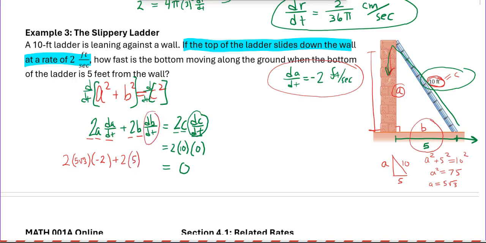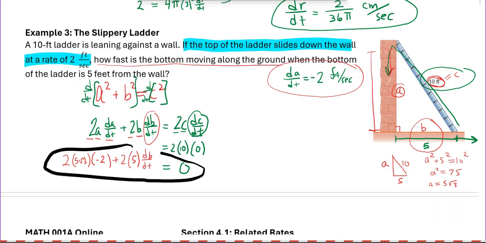dB/dt. Now, we aren't given that, but that actually is the question. How fast is the bottom moving along the ground, right? That's B. How fast is the bottom moving along the ground? So that's my dB/dt. And if I solve for that, I have it. So I have this equation right now, and I can just put all the numbers together and see what happens.